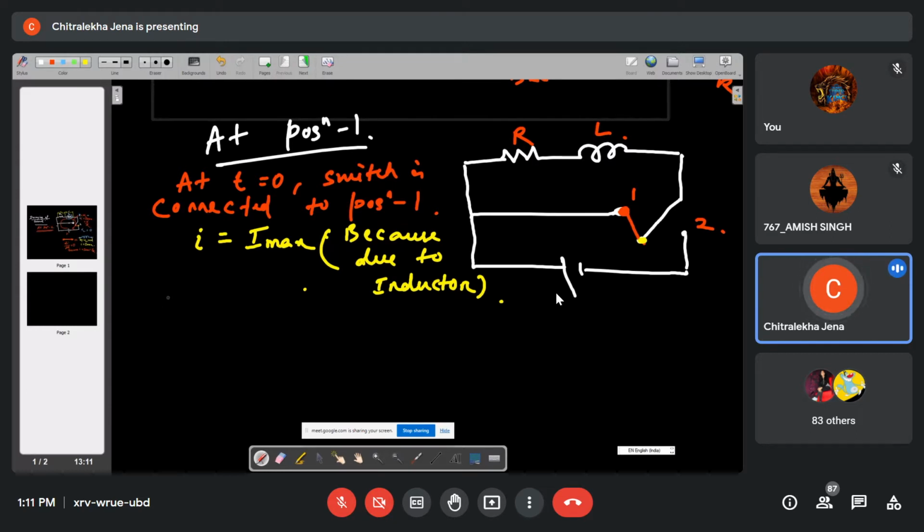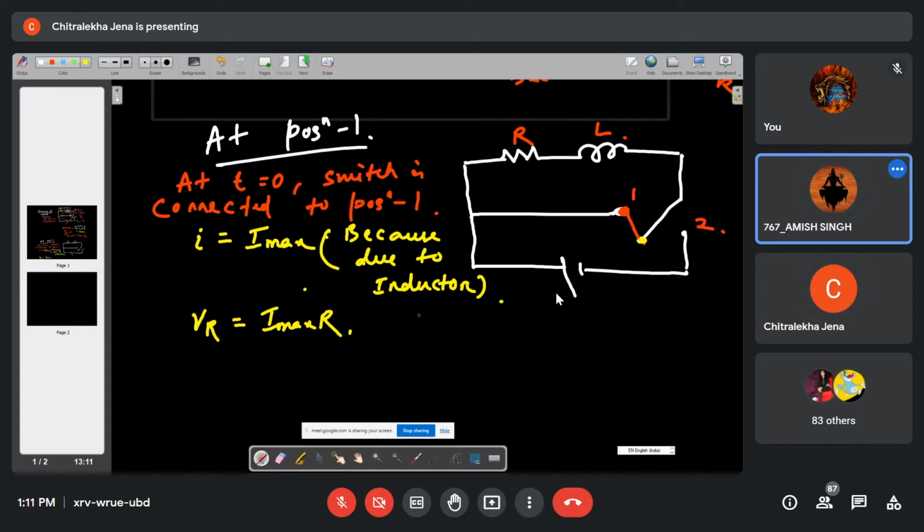So now what will be the value of the voltage across the resistor? What will be the value of IR? It will be equal to I maximum into R. What will be the value of VL? Think and tell. All of you think. Let it be wrong.